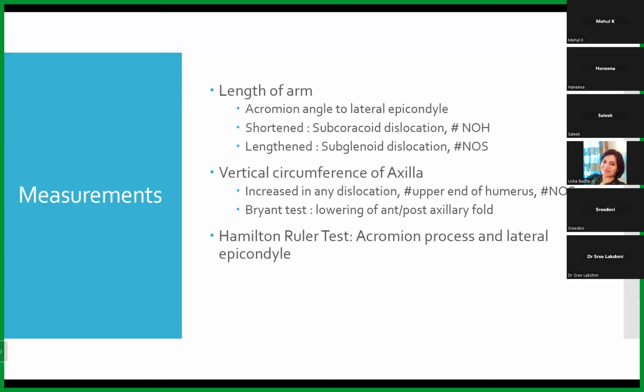Similarly, this is the same as Callaway's test, where there will be a lowering of the anterior or posterior axillary fold that is associated with dislocation. And one common test which we can do to look for dislocation is the Hamilton ruler test, where we take a ruler or any straight surface and try to align it with the acromion process and the lateral epicondyle. In healthy people, we won't be able to align those two things because the greater tuberosity comes in between. But in dislocation of the shoulder, it is displaced medially so that it becomes straight and we are able to connect both the acromion process and the lateral epicondyle with a straight surface. So the Hamilton ruler test will help us look for any dislocation.